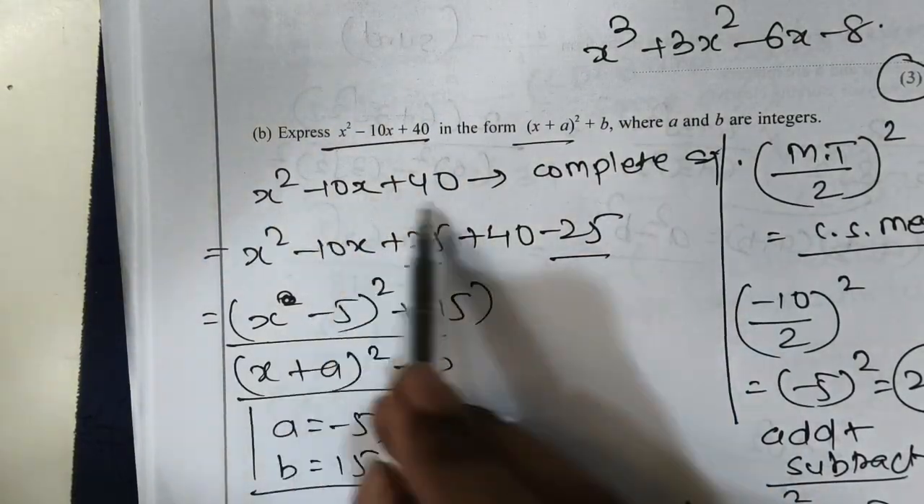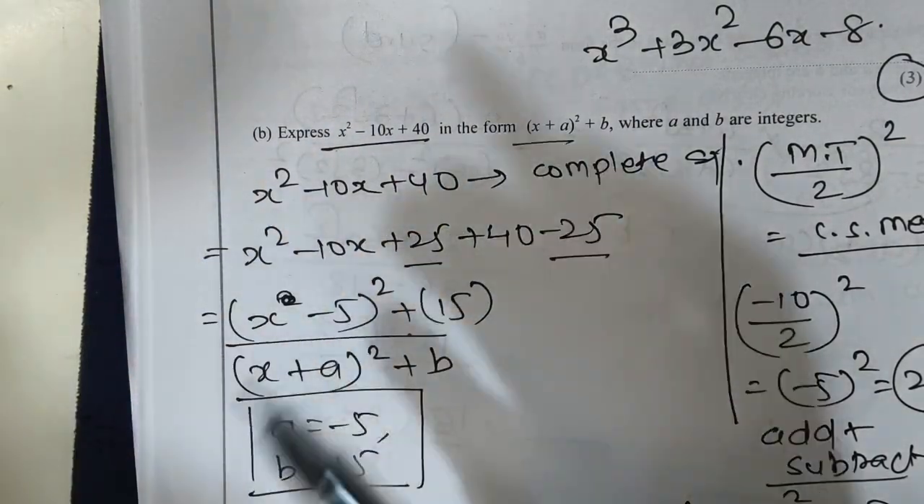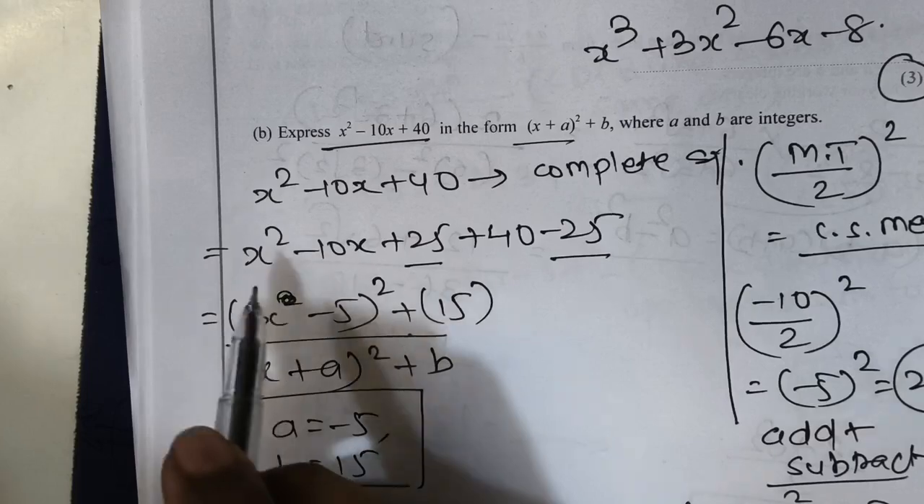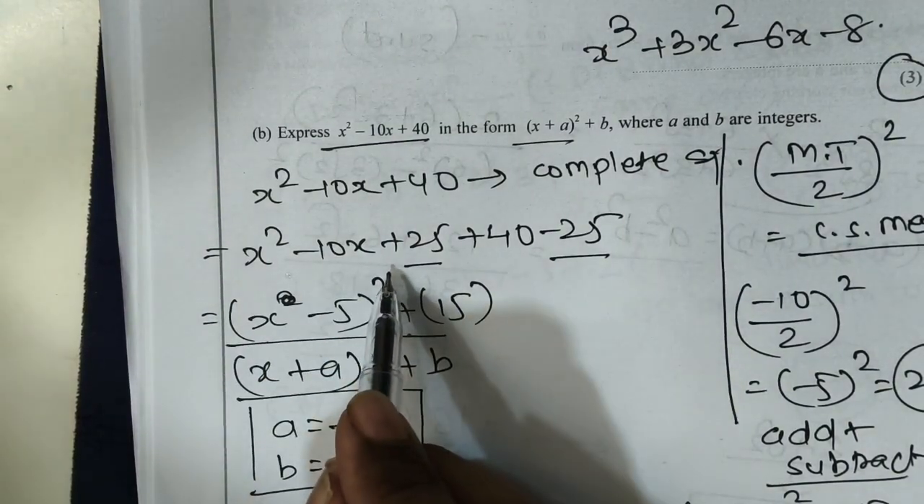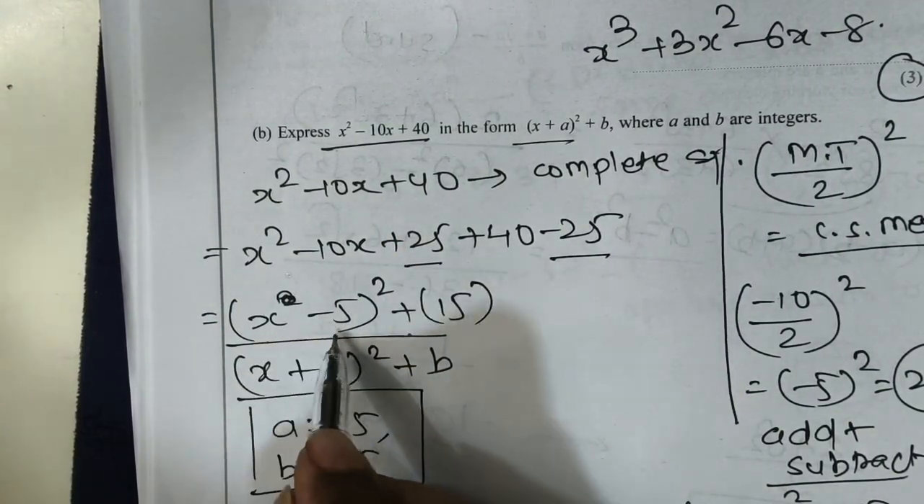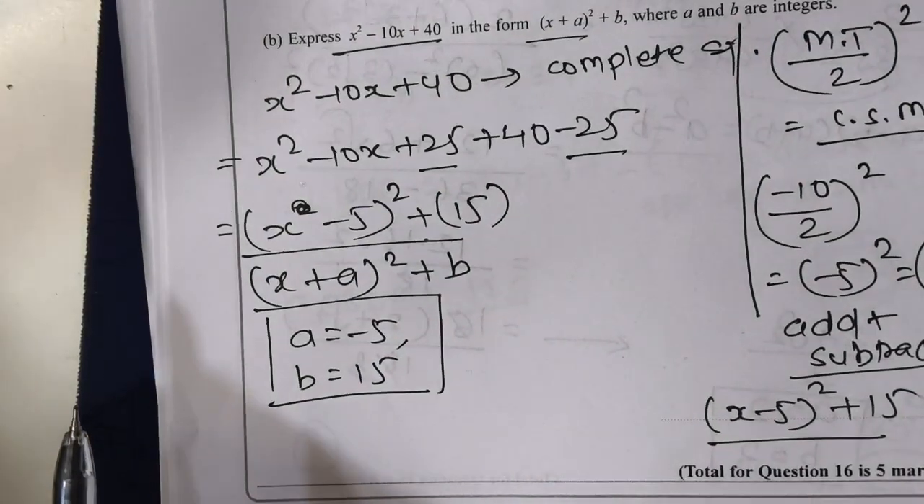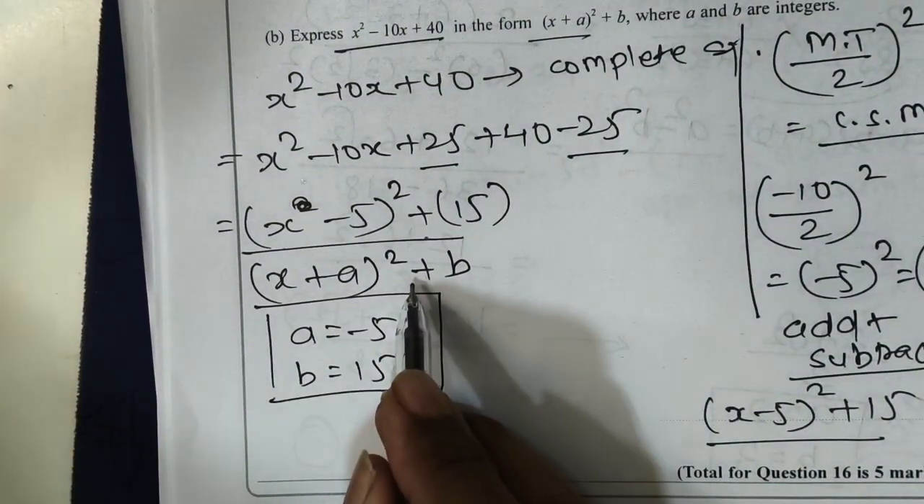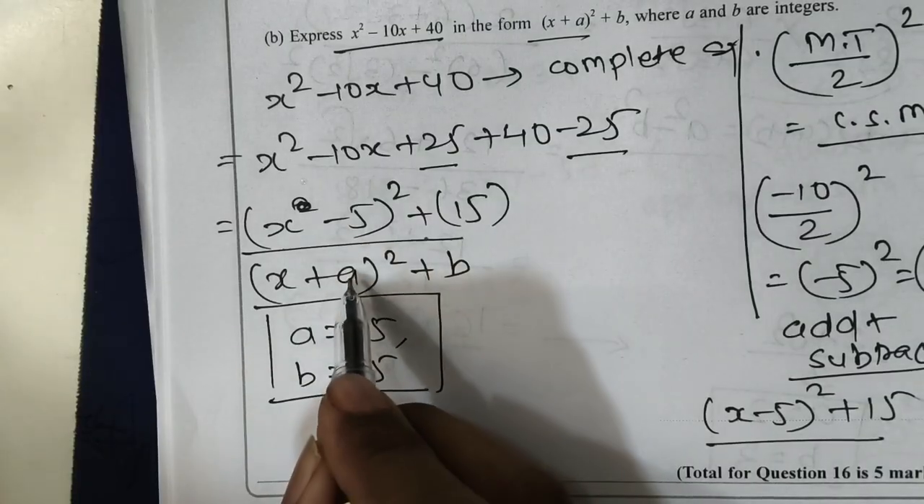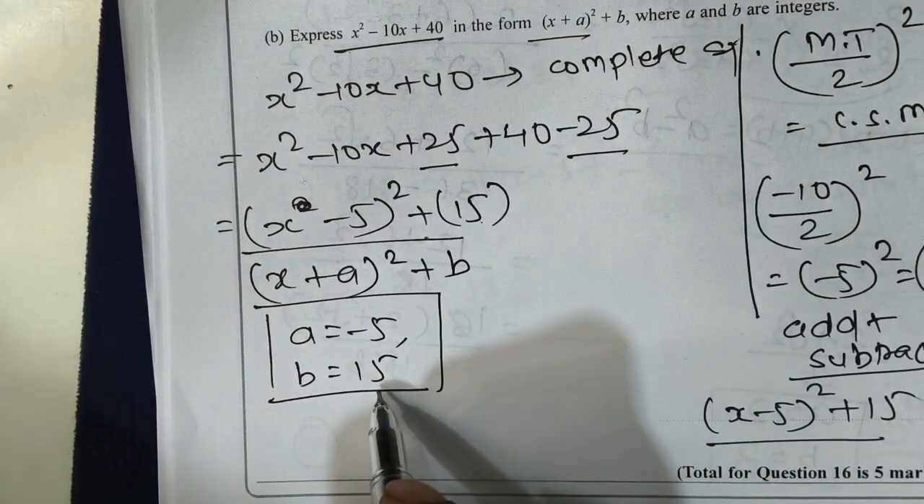You can't change the polynomial, you can only rearrange it. So I have rearranged it like that. So x square minus 10x plus 25 is a complete square of x minus 5 the whole square, plus 15 as it is, right? Which is x plus a the whole square. If you compare this, you get a as minus 5 and b as 15.